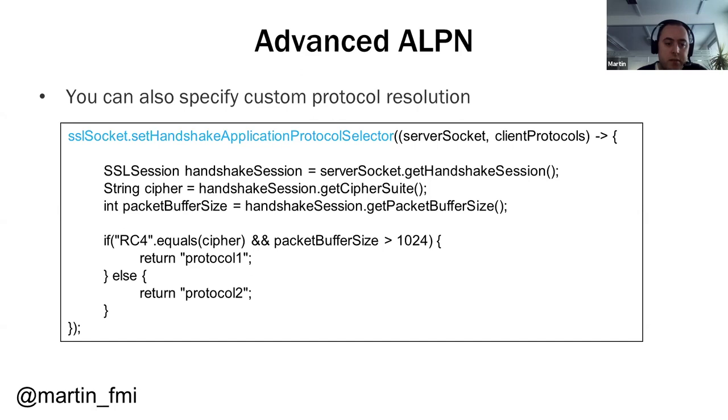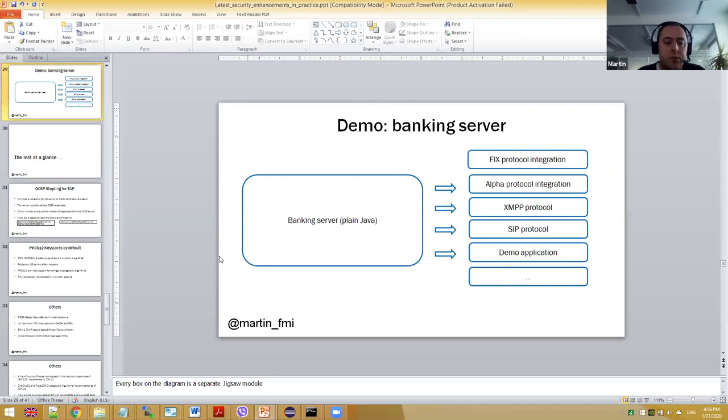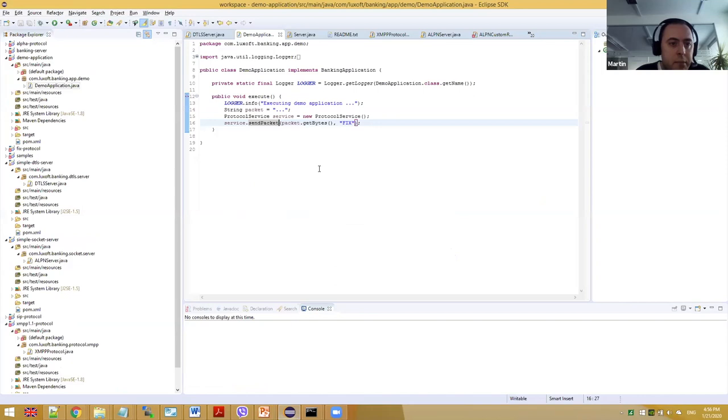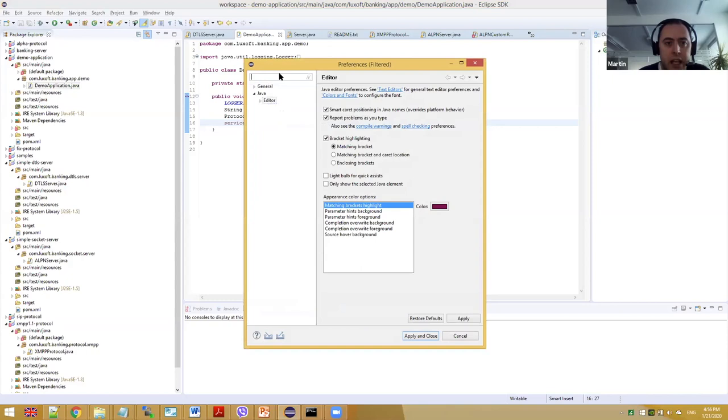Now let's see some demo on some of the things that we've already discussed. What we'll be discussing before the demo is a very simple banking application that supports a variety of protocols. Each banking application can use one or more protocols that are supported by the banking server. Using those protocols, it can send data to a variety of applications integrated with that banking server application. Before we see some of the examples, we're going to look into how our banking server application works.